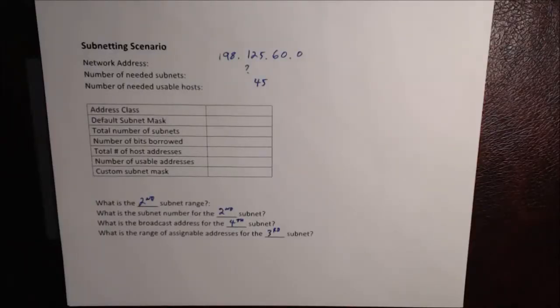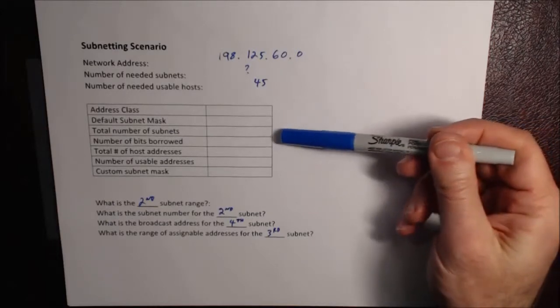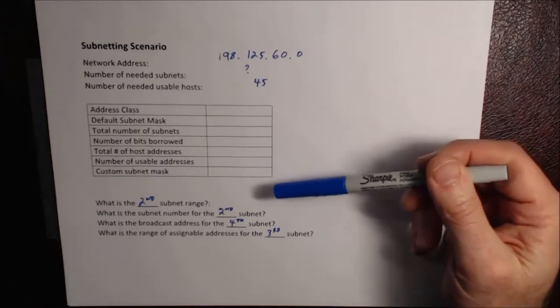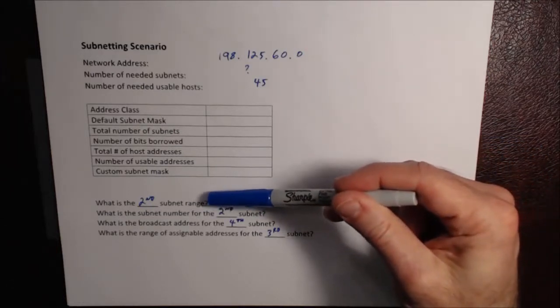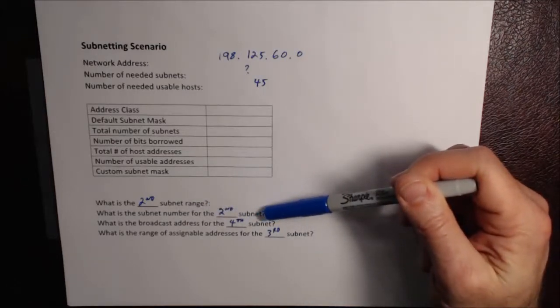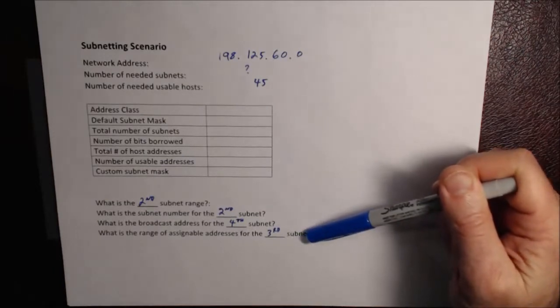Hi, this is Professor Nabazny, and this video is a demonstration of how to solve a subnetting scenario. It's similar to a subnetting exercise where you're calculating out things like the total number of subnets, number of bits borrowed, etc., except that for the scenario, you're also asked to figure out additional information like what is the second subnet range, what is the subnet number for a particular subnet, what is the broadcast address, and then what is the range of assignable addresses in a subnet.